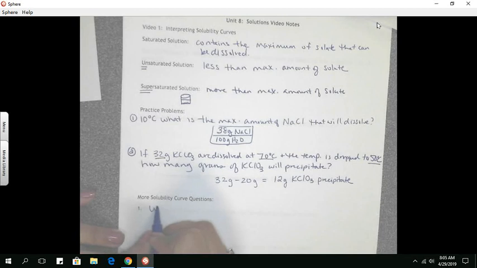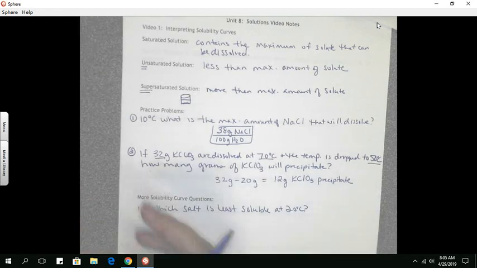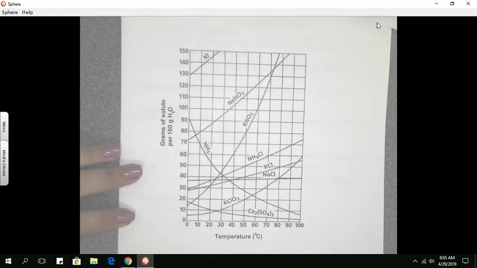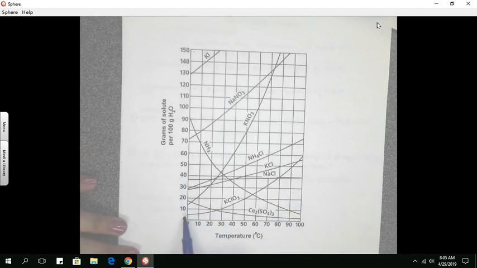So the next one, which salt is least soluble at 20 degrees? All right, so we look at our graph. Which one has the least solubility at 20 degrees? So which one dissolves the least amount of solute at 20 degrees? That would be this one right here, and that would be potassium chlorate.